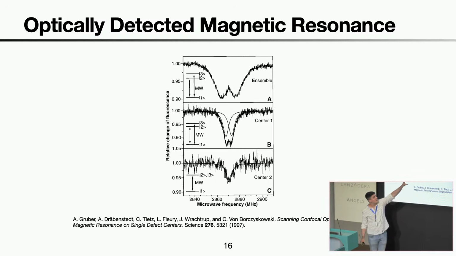The top example is with an ensemble. This means there are many NVs. They just check, and indeed they see this fluorescence profile. Again, the y-axis is the fluorescence of the crystal, and then the 2 others are with only 1 defect. Again, there are 2 peaks, but they are very close together.